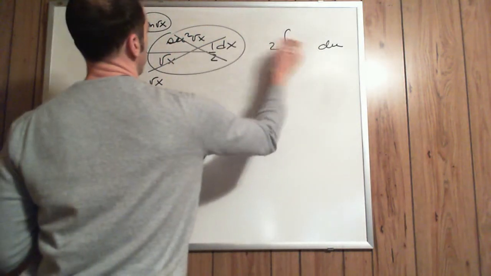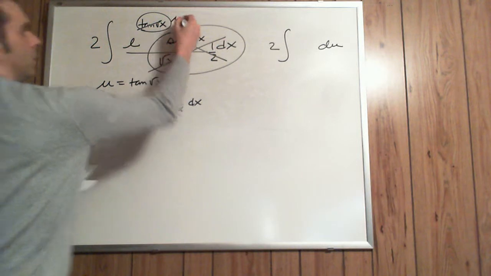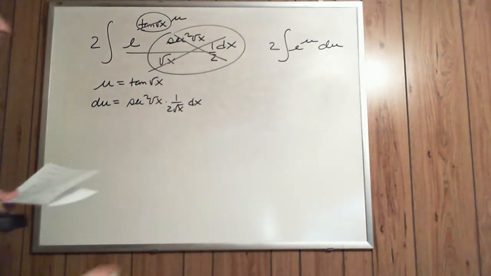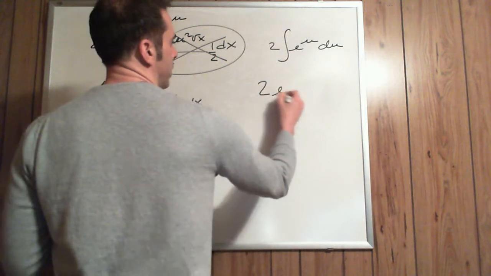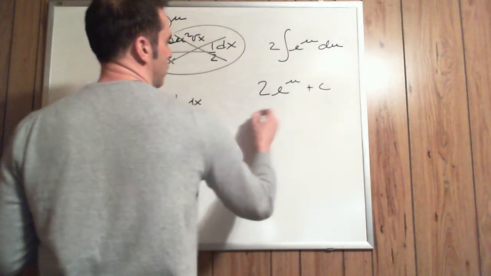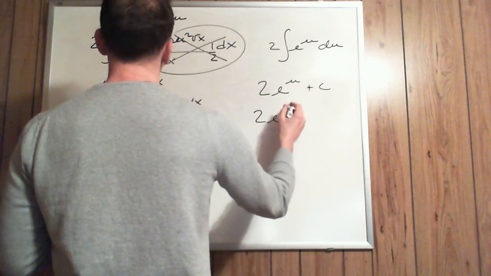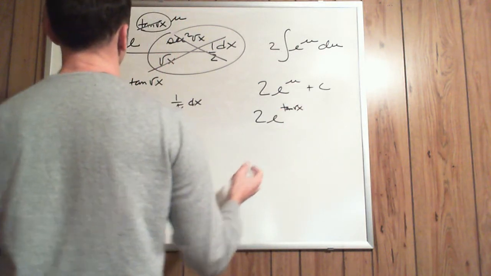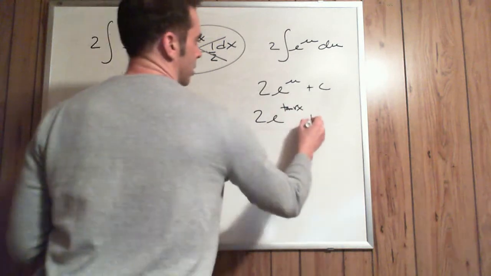Put the 2 in front, and this would become your u. So this would be e to the u. So that antiderivative would be then 2e to the u plus c, which would be 2e to the tangent of root x plus c then.